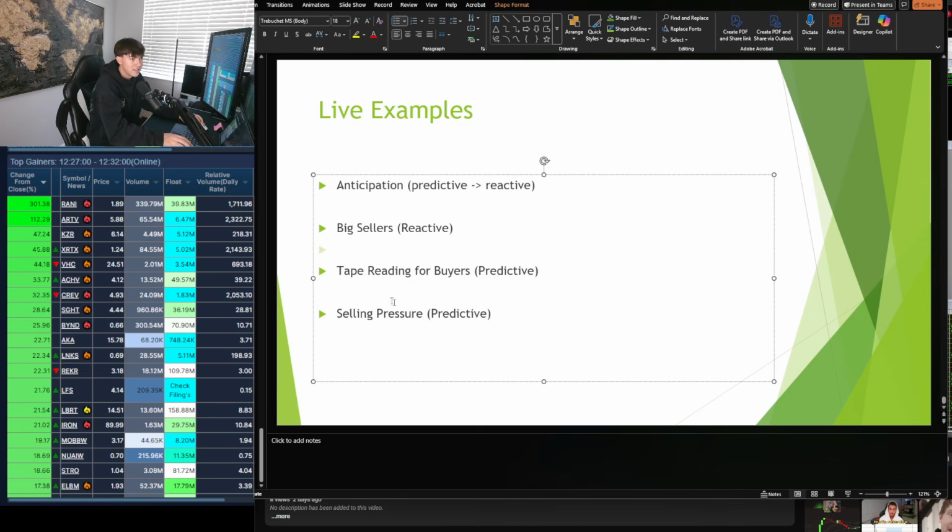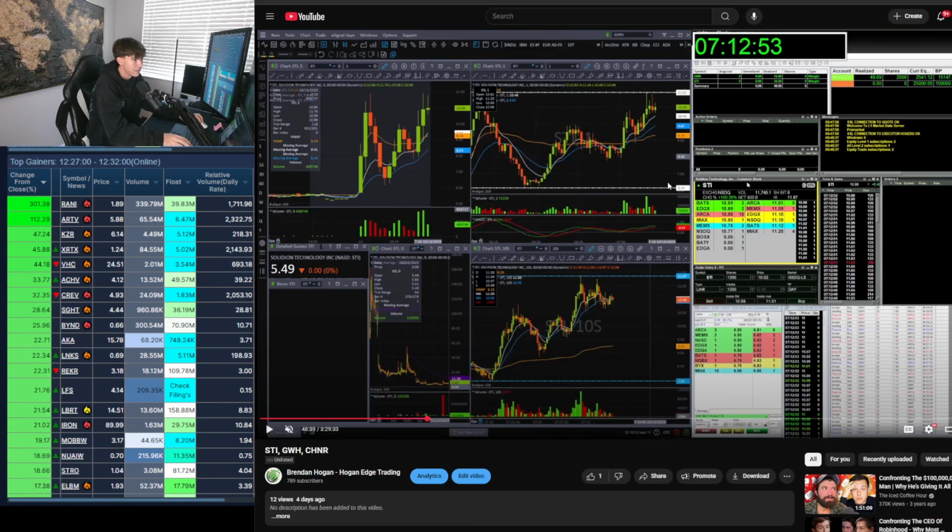Our next one would be tape reading for buyers. It's a predictive strategy that we're using. This is on STI, and it's a little bit more expensive. And I was looking at this for a big account trade. I'm already up $50 in the small account. And this trade right here, I actually don't take a position, but I think this is worth noting for you guys in the future: this setup right here is a dip trade.